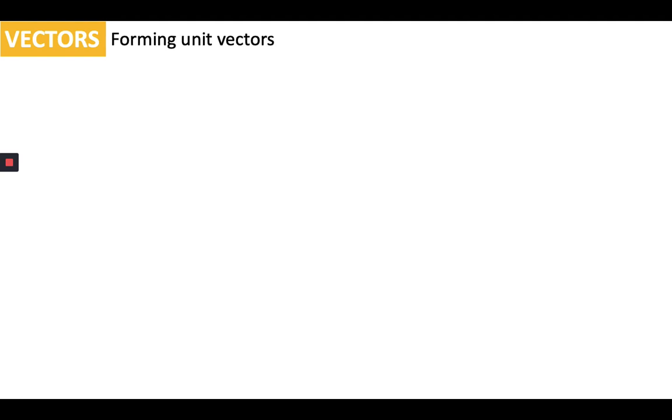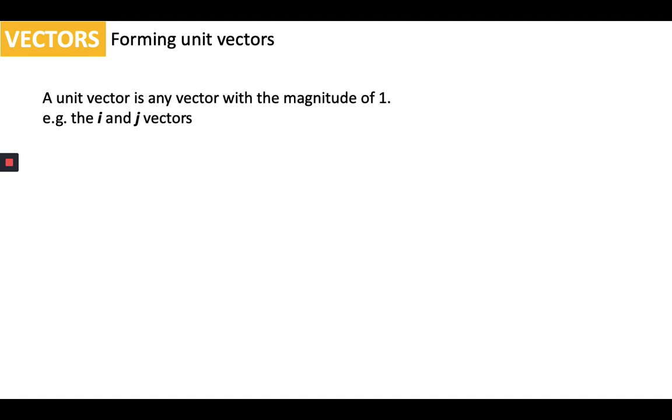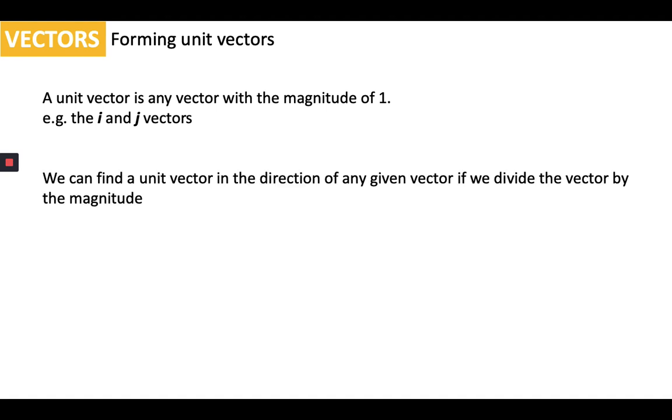The other thing that we're going to need to do using the magnitude of a vector is to form a unit vector. We know that a unit vector is any vector with a magnitude of 1. So, for example, the i and j vectors that we've already met both have a magnitude of 1. But we also want to be able to make a unit vector in the direction of a given vector. So any vector, however defined, we can make into a unit vector, with a magnitude of only 1.